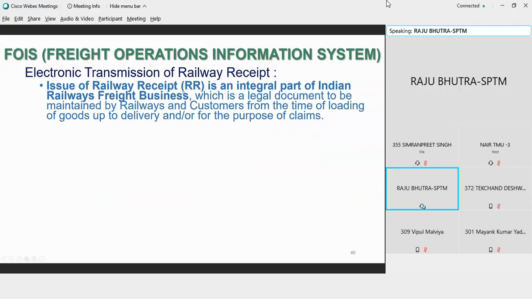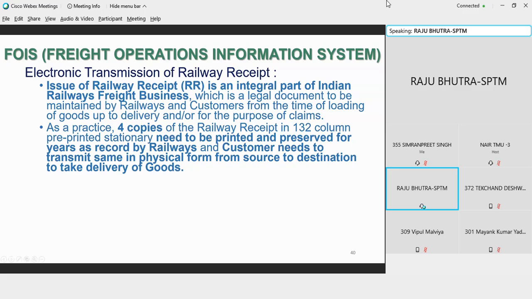The issue of railway receipt is an integral part of Indian railway freight business, which is a legal document to be maintained by railways and customers from time of loading of goods up to delivery and for the purpose of claim. So what is railway receipt? Railway receipt is a very important legal document. A copy has to be maintained by railways and the customers from the time of loading to the delivery of the goods, and in case of any claims also. So it is a very important document, and it can be electronically done using the system.